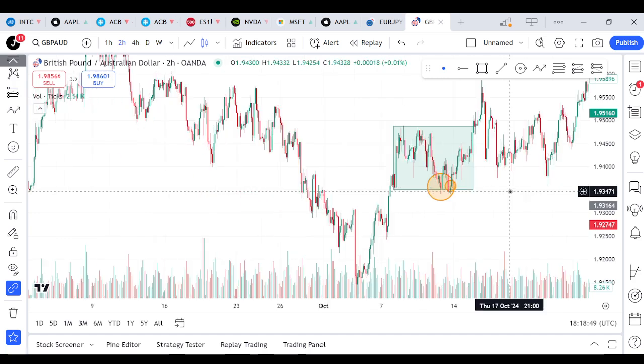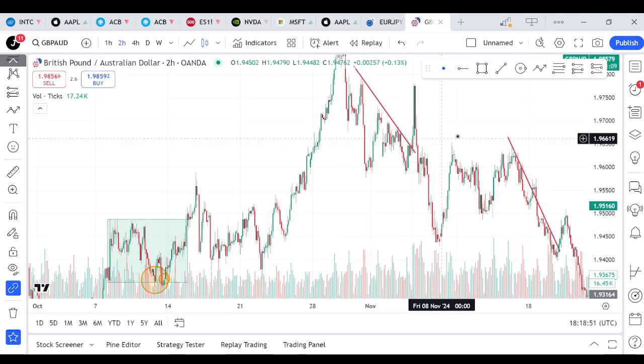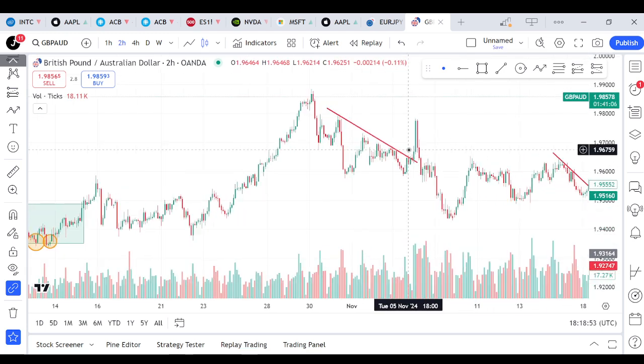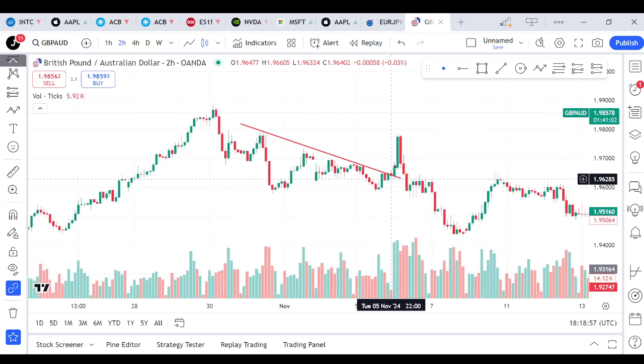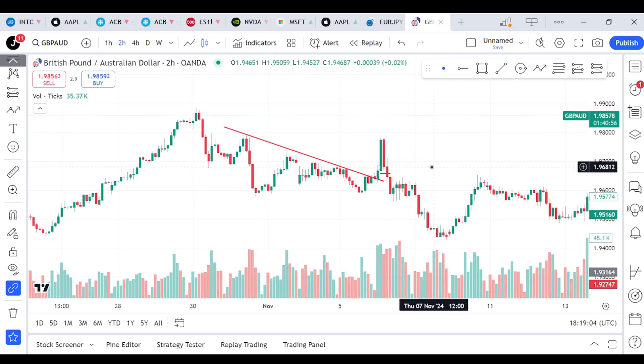So let me just see if I can find another example. Okay, this is great. We have this example here. Price was bearish, and we had this fake breakout. Now we have a bearish three inside down candlestick pattern, where you have the first candle and the second candle being within the range of the first candle, and the third candle breaking the low of the first candle.